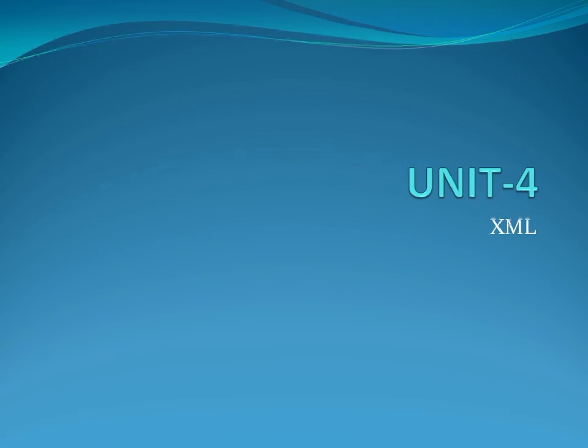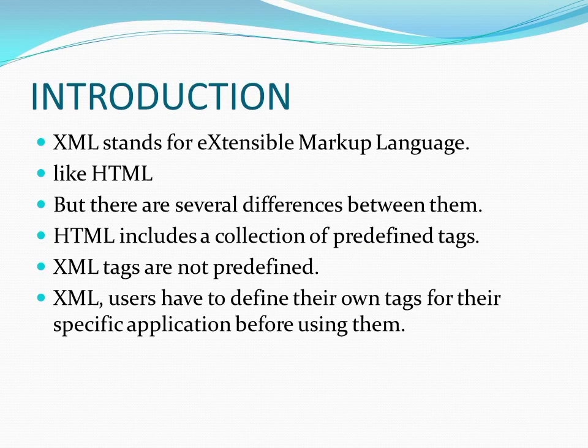Unit 4. What is XML? XML stands for Extensible Markup Language. It is a markup language. XML is like HTML, but there are several differences between them. HTML includes a collection of predefined tags, but XML tags are not predefined. That means the user has to define their own tags for the specific application before using them. So in XML, one can define whatever tags are needed.